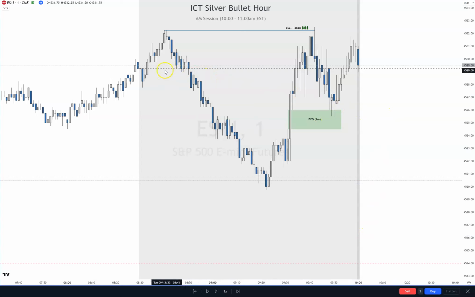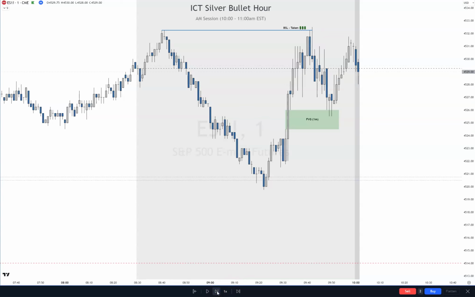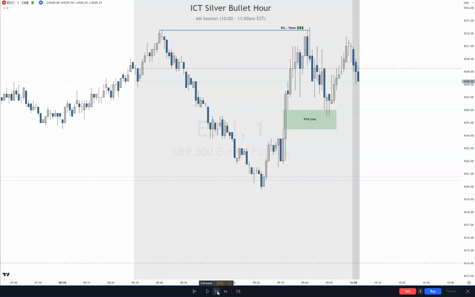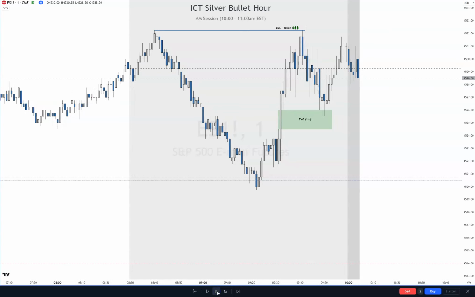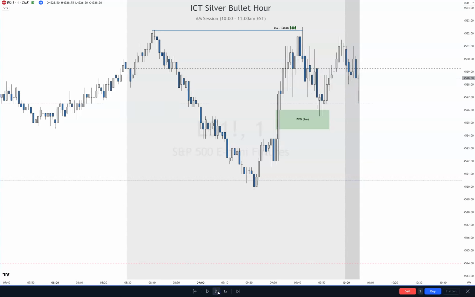Now this dark gray dashed line is the 8:30 opening price. This red line is the Sunday opening price. And let's see what happens here. All right, that's a nice little order block right there.